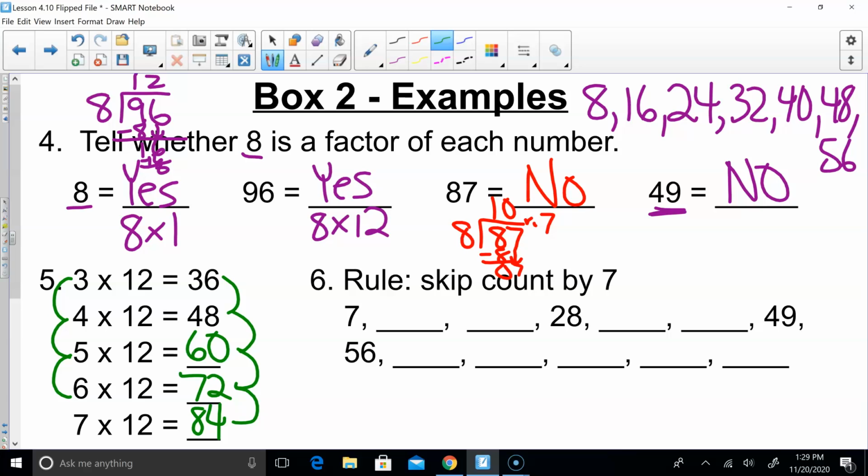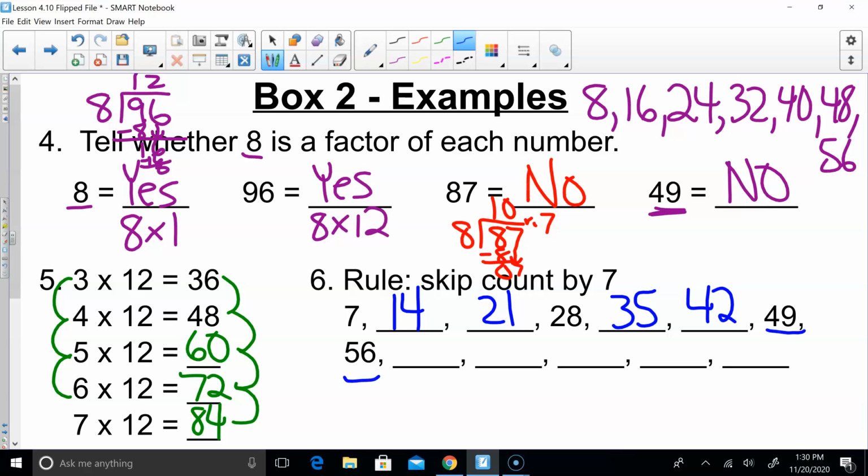And number 6 over here, we've got skip counting. So we're going to skip count by 7. So in a sense, we're filling in these blanks, but we're counting and going up by 7. So really, 7 times 1 is 7. 7 times 2 is 14. 7 times 3 is 21. 7 times 4 is 28. Good, so I'm still on the right track. 7 times 5 is 35. 7 times 6 is 42. 7 times 7 is 49.